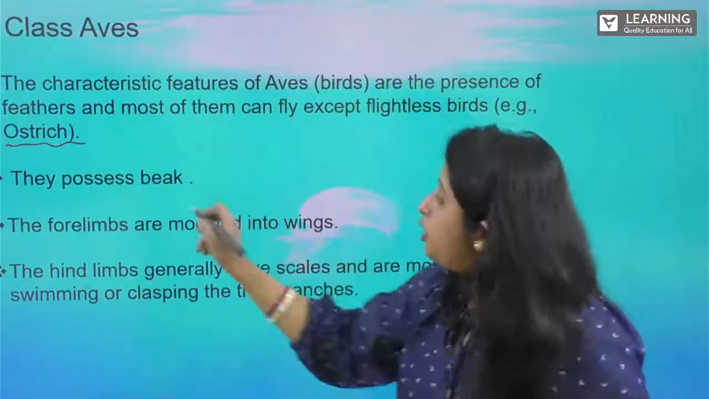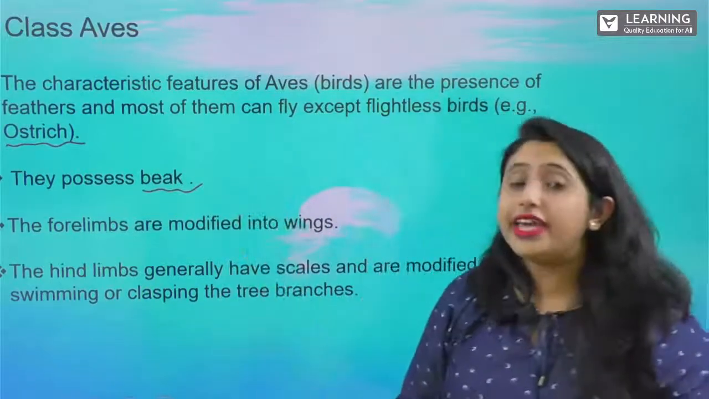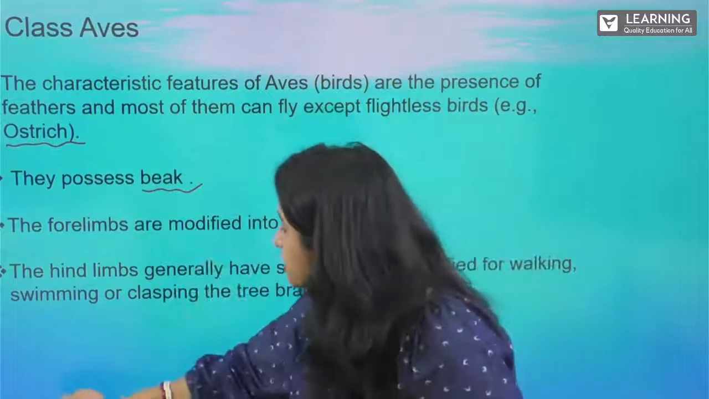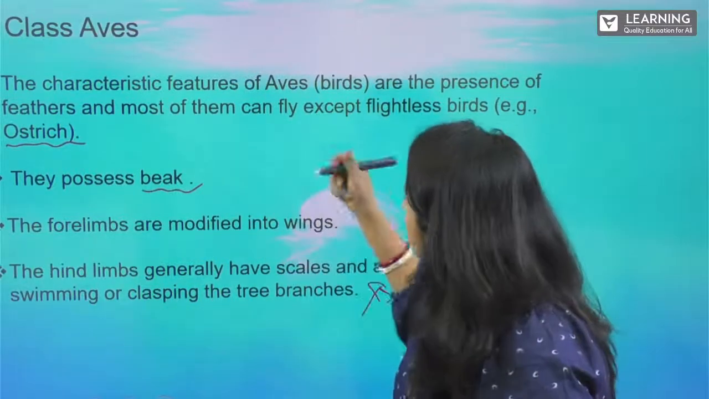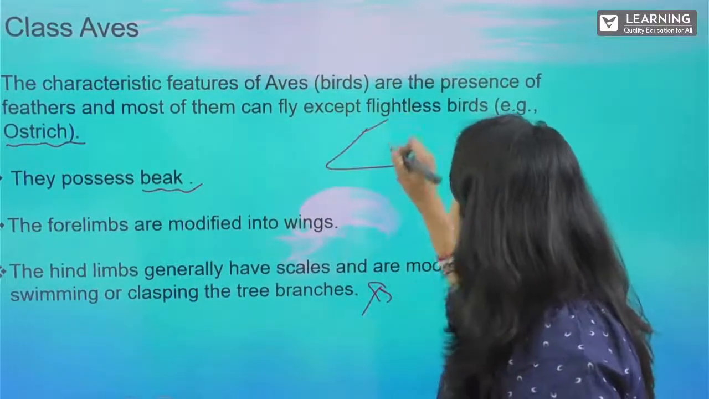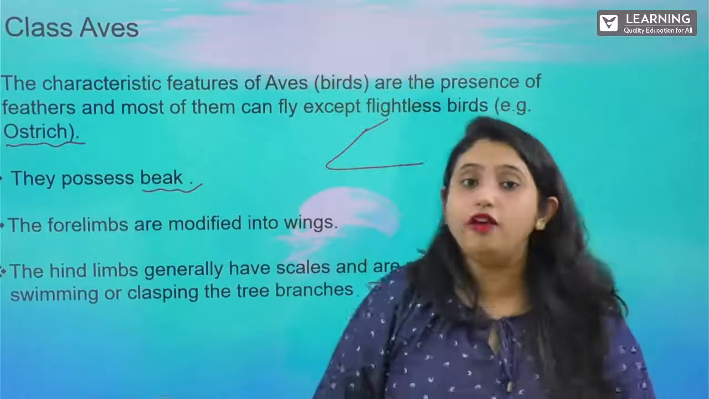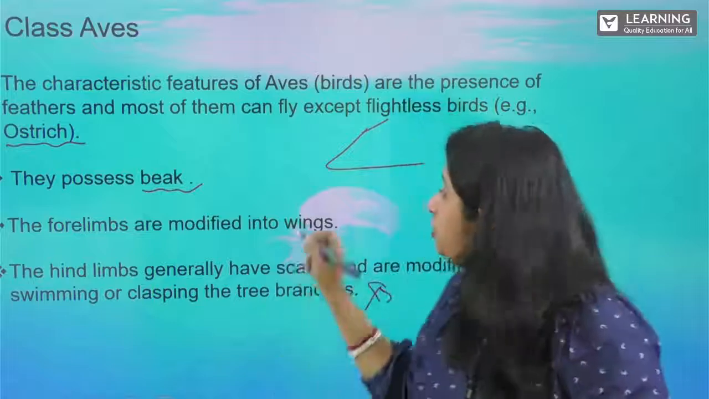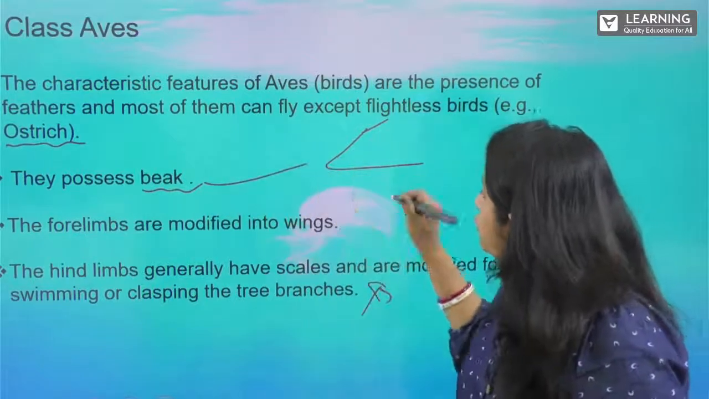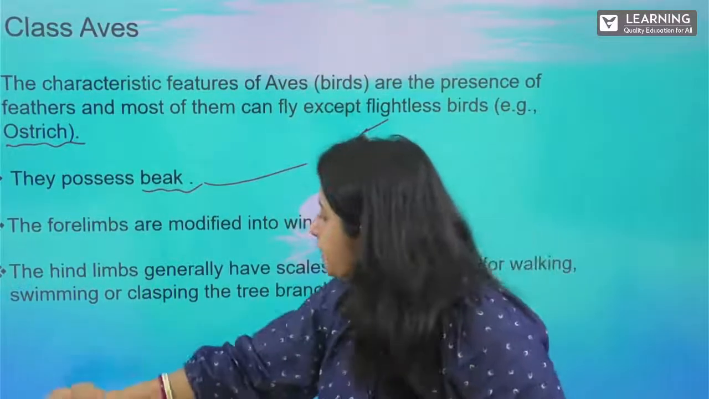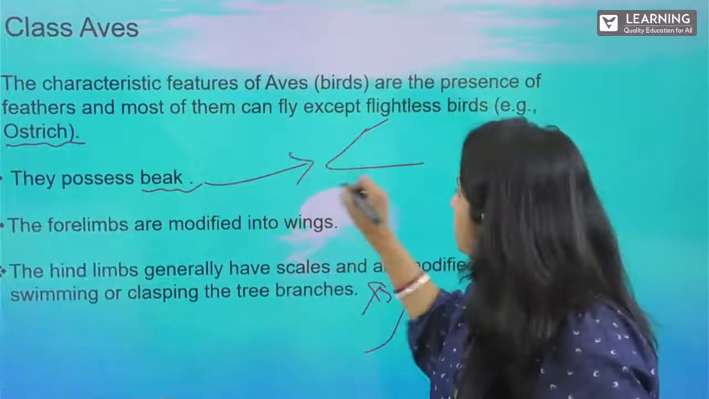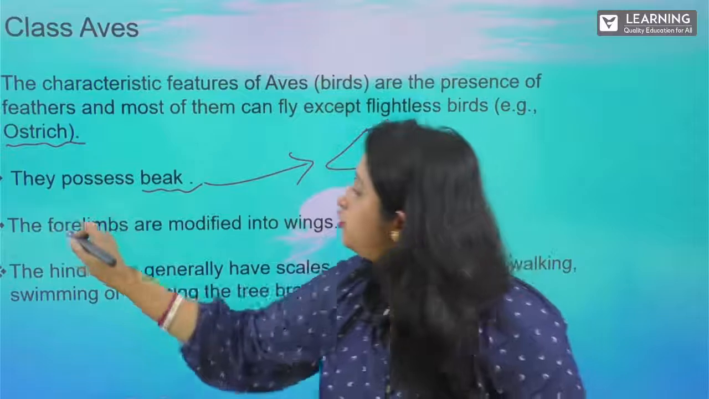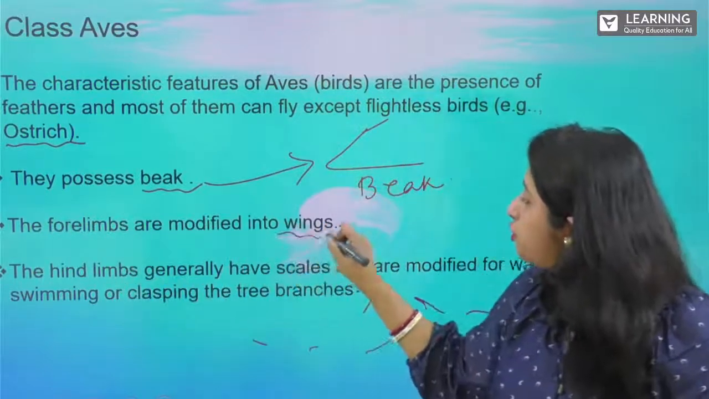So, they possess what? Beaks, okay? In case of birds, you will see this beak. So they will be having beaks, right? They do not have jaws, right? Their jaws are modified into what? Their jaws are modified into your beaks. All right? So the forelegs are modified into wings.